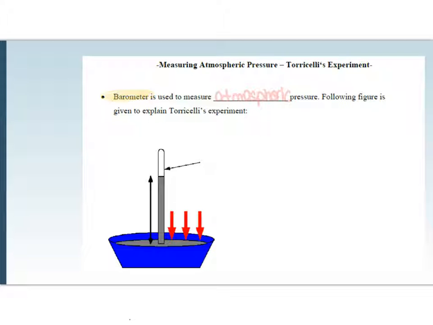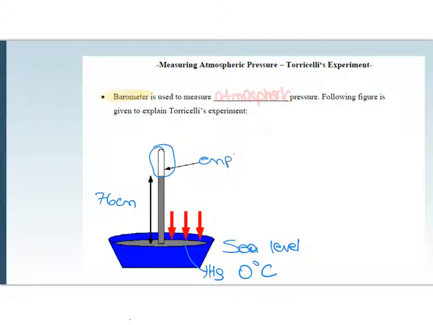The following picture represents Torricelli's experiment. Remember, Torricelli did this experiment at sea level and at 0 centigrade degrees, because going to the top of a mountain or changing the temperature will probably change the height of the mercury that he measured. You have a tube full of mercury here, and he measured that height as 76 centimeter. Now that part of the tube is empty, let's say that this is vacuum. So this height will give you the exact value of atmospheric pressure.